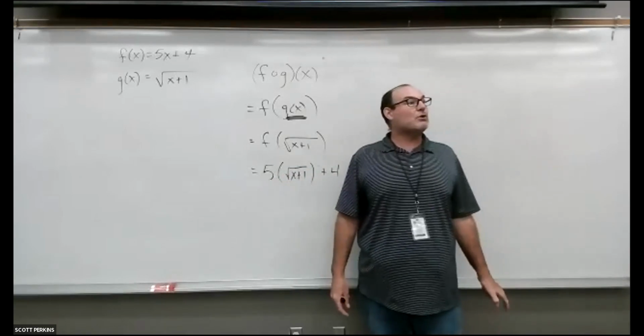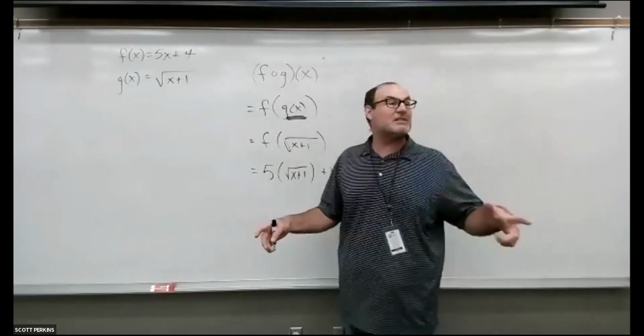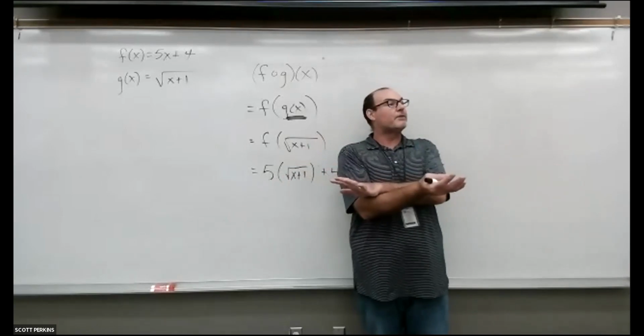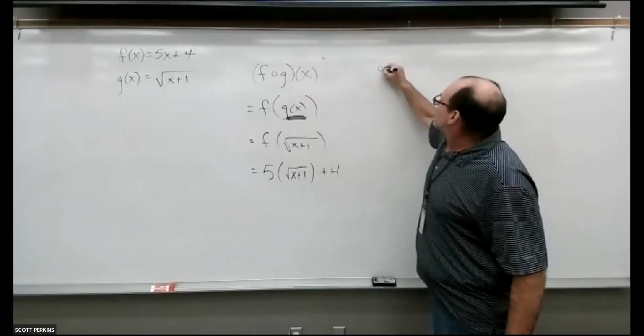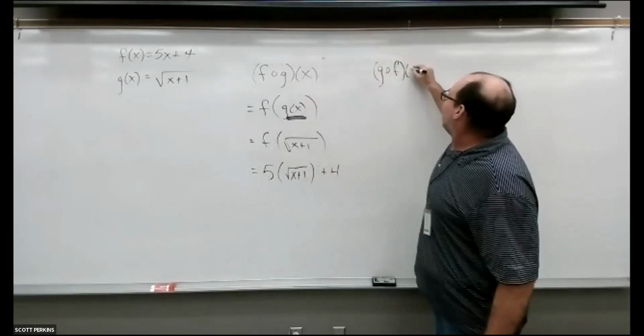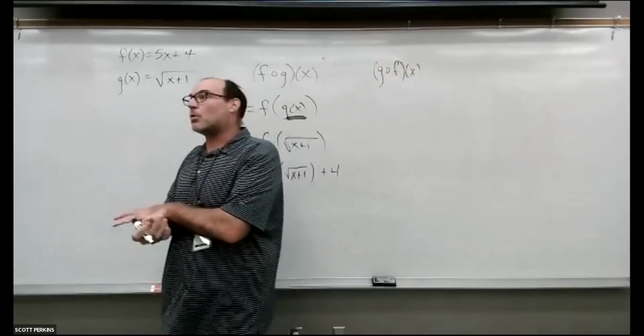So here's what I would like you to do, which is the next problem right next to it, exercise 17. I want you to flip it around. I want to know, this is f composed with g of x. Then what does g composed with f of x look like? What happens when I substitute in the reverse order?